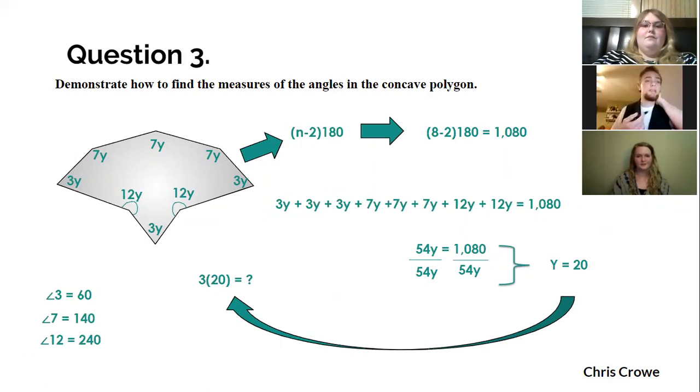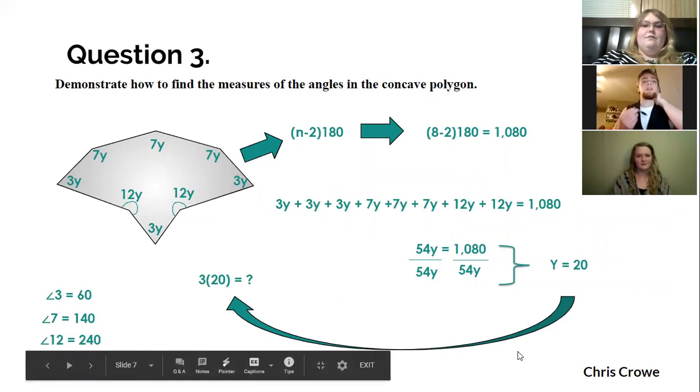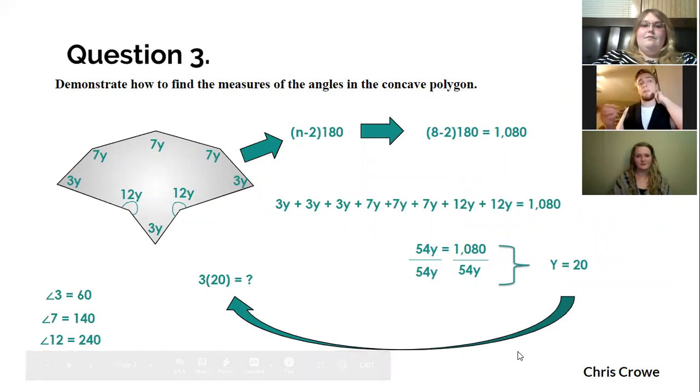And the question we're trying to answer, we have to demonstrate how to find the measures of the angles of the concave polygon. So what we're actually going to do is use the formula n minus 2 times 180. And you might be wondering what n is. Well, n is going to represent the number 8. Why? Because there are 8 points around the polygon, if you count them. 1, 2, 3, 4, 5, 6, 7, 8. So now that we have n, we're going to subtract 2 from n, 8, and then multiply that by 180. And that gives us 1080.